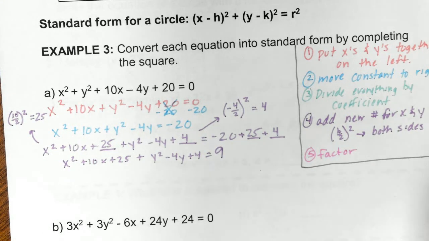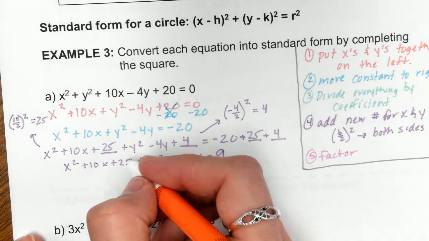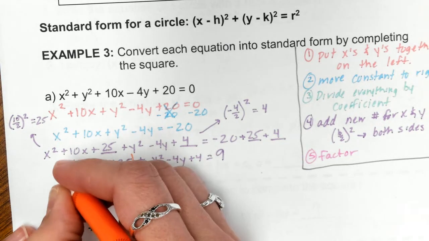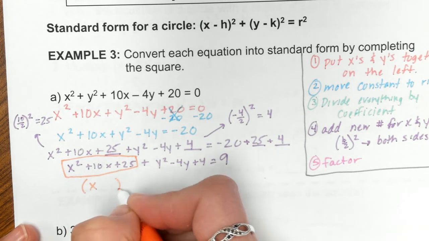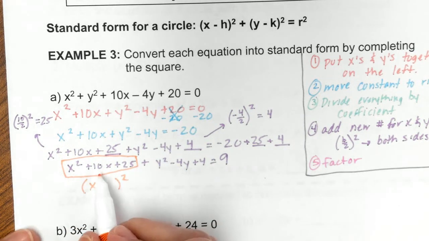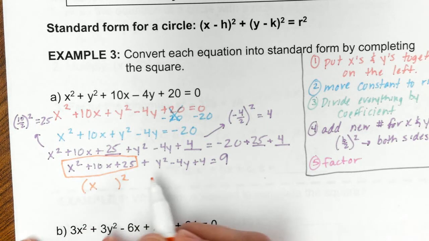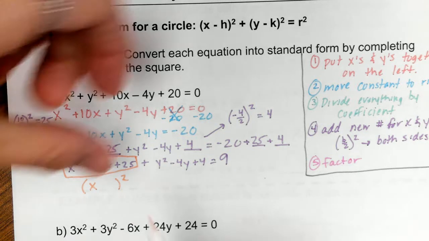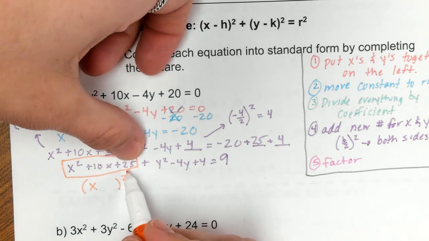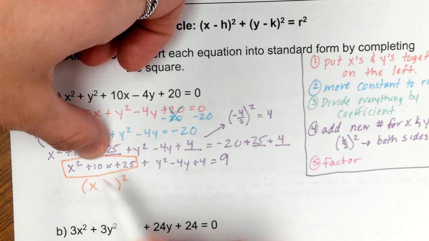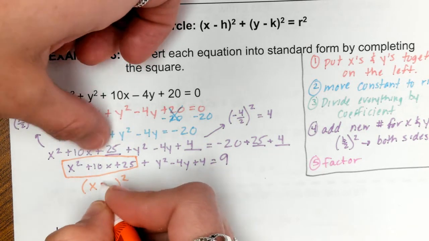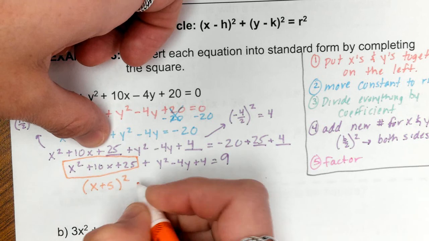So now we have to factor each one separately. We need to take our x section right here and factor it. Okay, figure out x plus or minus what squared. Well, what adds to give me a positive 10 and multiplies to give me 25? Well, 5. 5 times 5 is 25. 5 plus 5 is 10. And they're all positive, so we'll have x plus 5 squared.